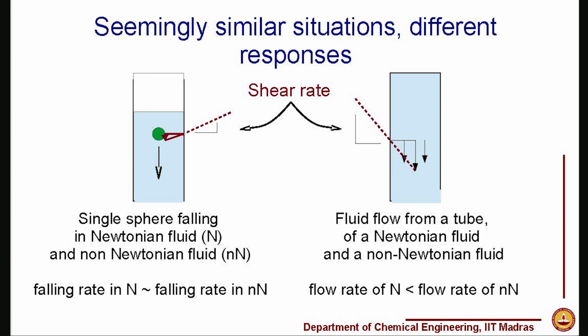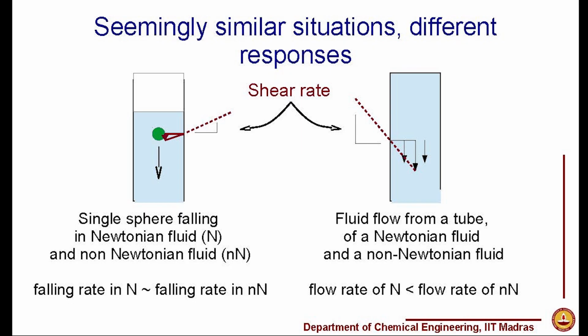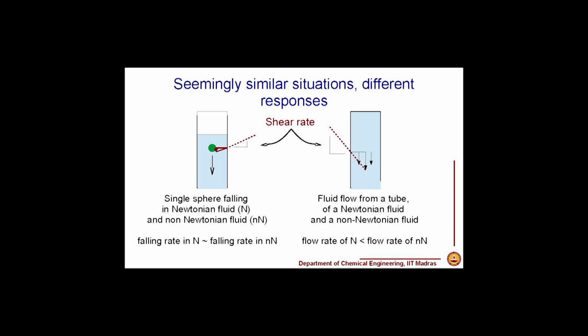So, the two situations that we have seen, where the similar fluids give completely different responses, because in one case they give a falling rate of the sphere which is similar, in the other case the flow rates of the fluid are very different, and those are caused because of the difference in these shear rates. So, effectively what we have is at high shear rate viscosity is lower, and at low shear rate viscosity is higher.